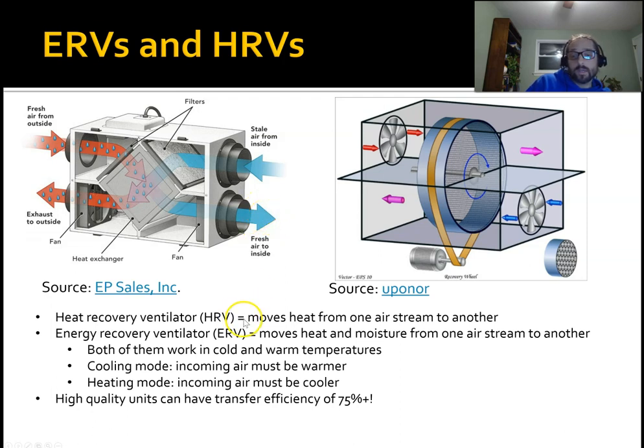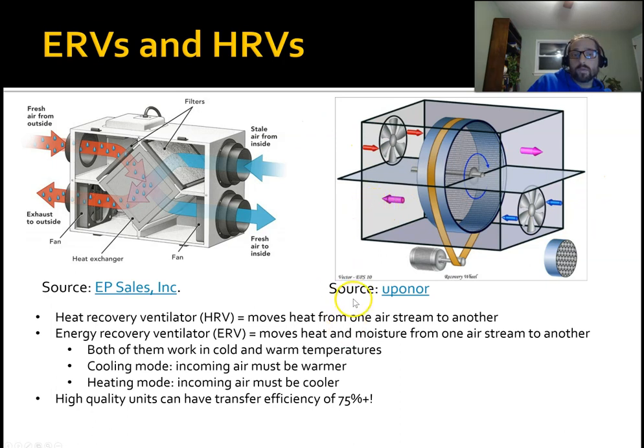An HRV only absorbs heat, whereas an ERV absorbs heat and moisture. There are different ways to do this. There are membranes in here that you can use. You can use this wheel. It's literally a wheel that spins around really slowly, and that both absorbs the heat and the moisture and sort of evens it all out. And again, this is your air coming in, that's your air going out.